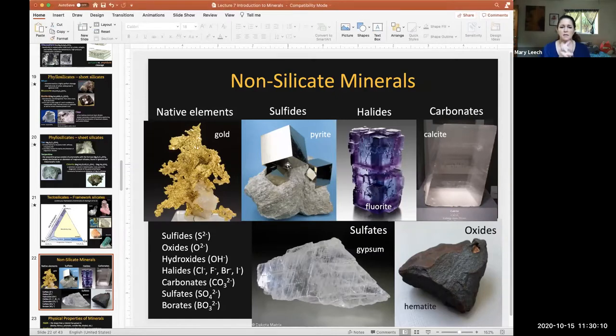Okay, non-silicates. Gypsum is one of them. It's a sulfate mineral. It's not a silicate. So the formulas, well, the sulfates all contain a sulfur and oxygen group at the end of their formulas. There are oxide minerals, like hematite, which is one that you'll come across.